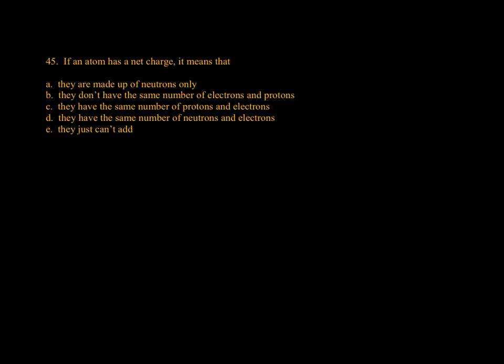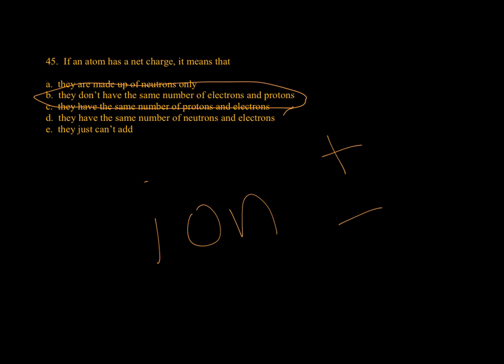If an atom has a charge, that means that it does not have the same number of protons and electrons. When an atom has a neutral charge or no charge, that means that the protons and electrons are equal and they cancel each other out. But as soon as you change the balance of protons and electrons, you end up with a charged particle called an ion, which could be positive or negative depending on which particle has more than the other. If there's more electrons, it's negative. If there's more protons, it's positive.